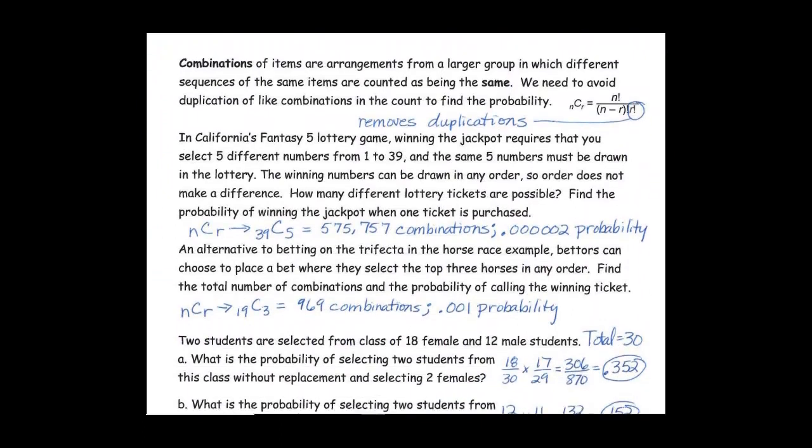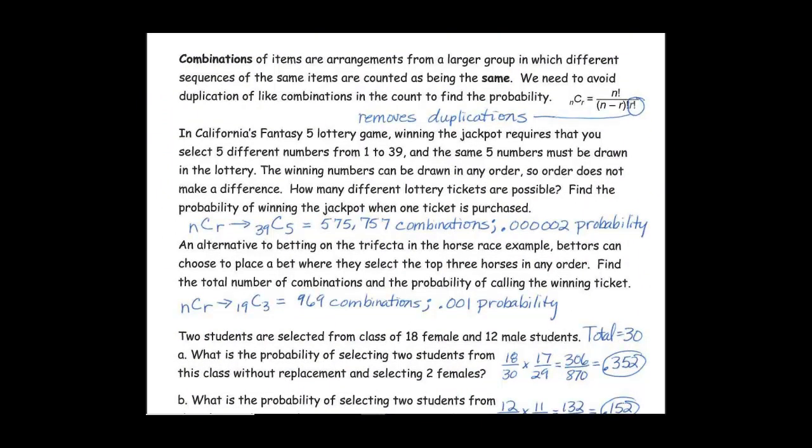Okay, moving on to combinations is very, very similar to permutations with one key difference. Combinations of items are arrangements from a larger group in which different sequences of the same items are counted as being the same. So we basically need to remove all that duplication in combinations by dividing by r factorial in addition to what we did with our permutations. So again, I think an example is going to help us make sense of this.